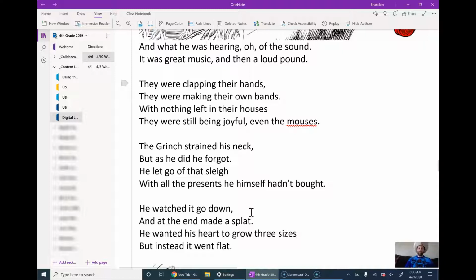And what he was hearing, oh, of the sound, it was great music, and then a loud pound. They were clapping their hands, they were making their own bands, with nothing left in their houses. They were still being joyful, even the mouses. The Grinch strained his neck, but as he did, he forgot. He let go of the sleigh with all the presents he himself hadn't bought. He watched it go down, and at the end made a splat. He wanted his heart to grow 3 sizes, but instead it went flat.